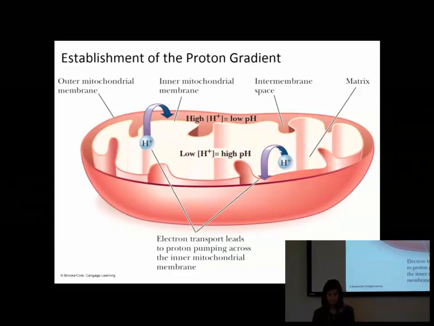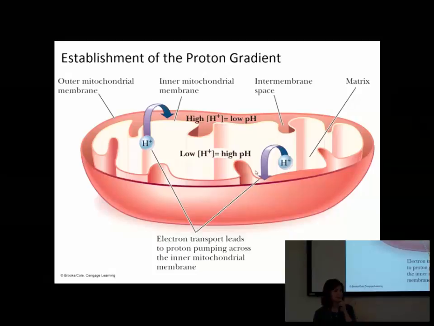Say that one more time. Sure, I can say that again. The free energy from passing the electrons from one electron carrier to another is going to be used to take protons from the matrix to the inner membrane space.